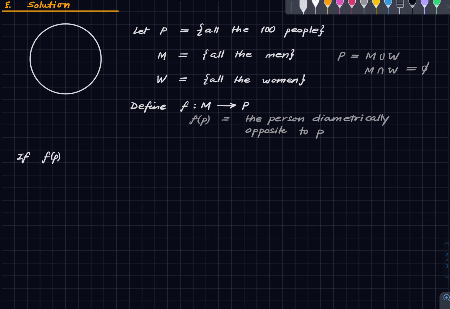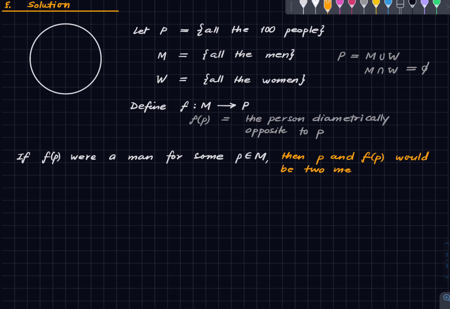All right, now if f of p were a man for some man p, then p and f of p would be two men sitting diametrically opposite. So this is a favorable case.